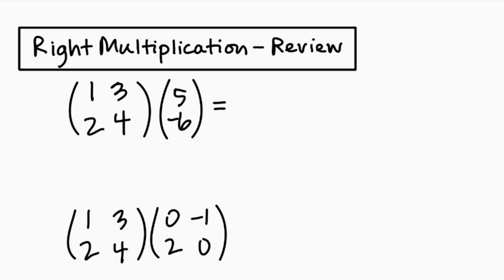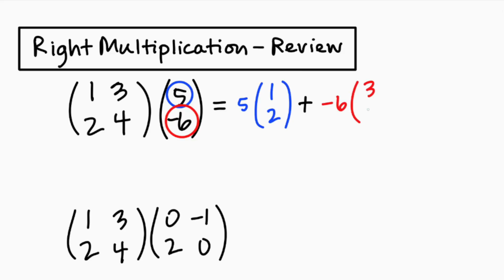At first, we said that when we multiplied a matrix like 1, 2, 3, and 4 by the vector 5 and -6, we took 5 of the first column, 5 of 1 and 2, and we added it to -6 of the second column. So it's -6 of 3 and 4. And so if we put that all together, that was 5 minus 18, which is -13, and 10 minus 24, which is -14.